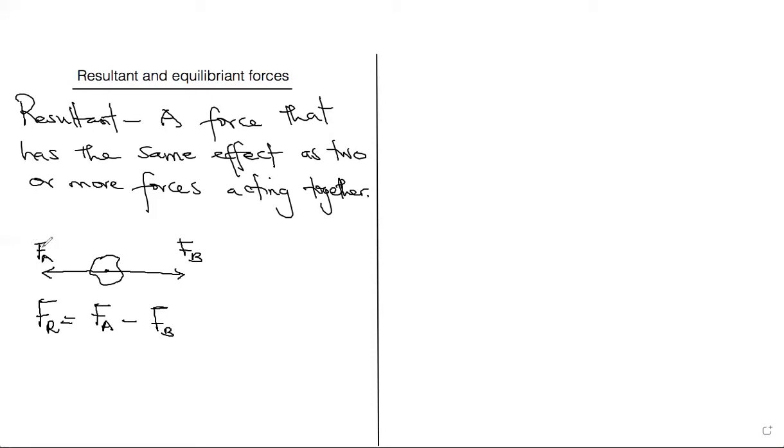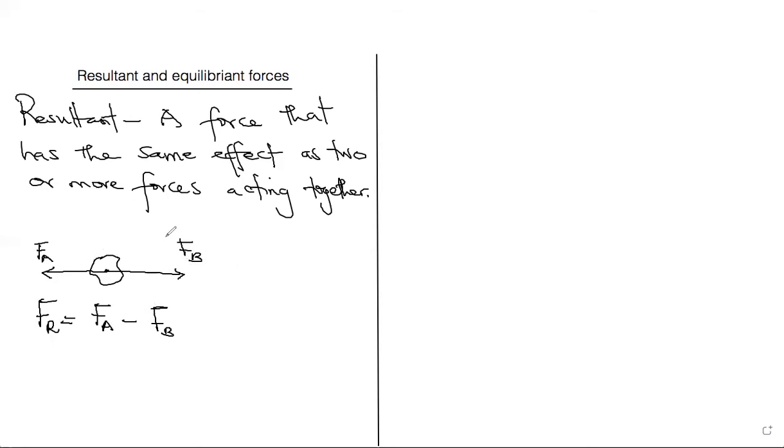If Fa is bigger than Fb, then the resultant will be towards this direction. Okay, it is going to be positive. That means I've chosen the right direction. But if Fb is bigger, I'm going to get a negative result, so it's going to be towards the other direction.